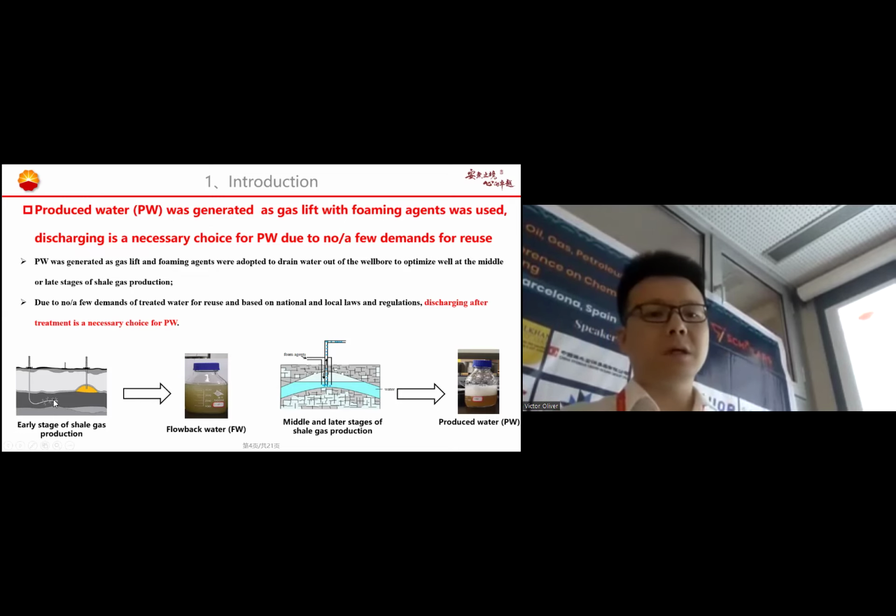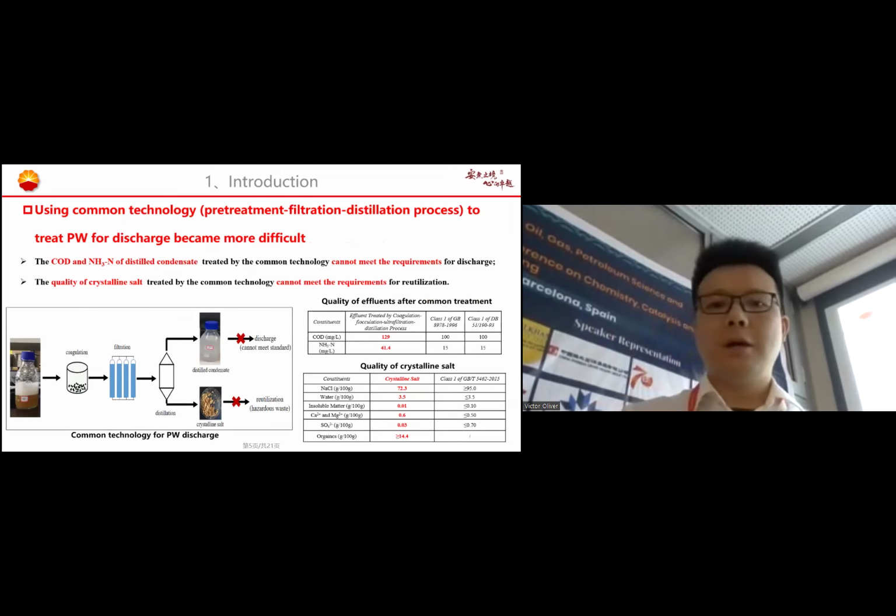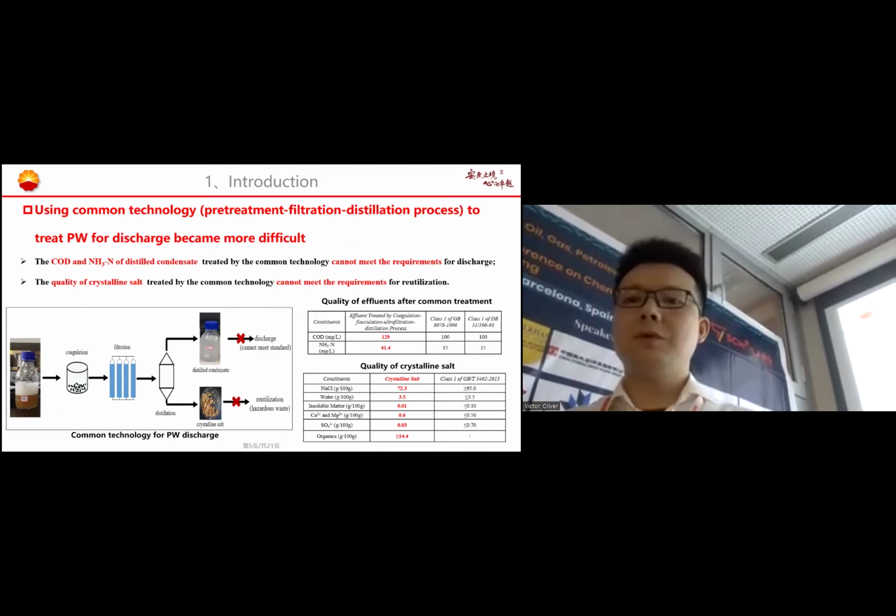At the early stage of shale gas production, it will produce the flowback water. Due to no or few demands of treated water for use, and based on national and local laws and regulations, discharging after treatment is a necessary choice for produced water. We use common technologies such as coagulation, flocculation, filtration, and distillation to treat produced water for discharge, which became more difficult.